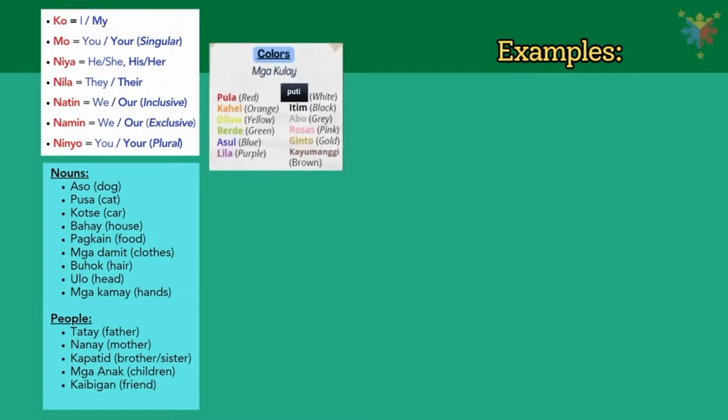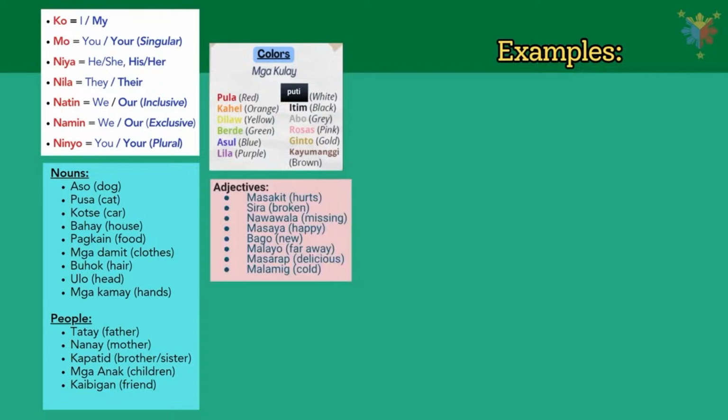So here are different colors, mga kulay. Pula is red, kahel, orange, dilaw, yellow, verde, green, azul, blue, lila, purple, puti, white, itim, black, abo, gray, rosas, pink, ginto, gold, kayumangi, brown.